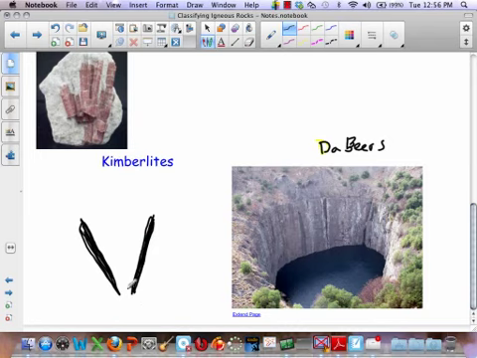What happens is as that lava is being shot out, it gets really, really compressed. And so what we start to find are diamonds all up and down the sides of these kimberlites.